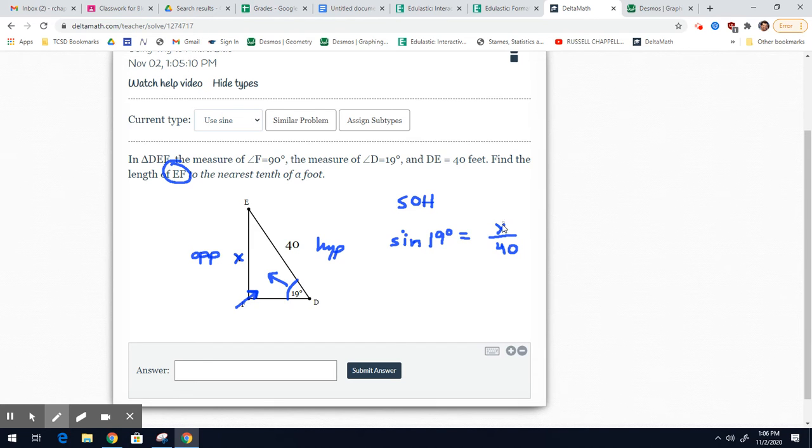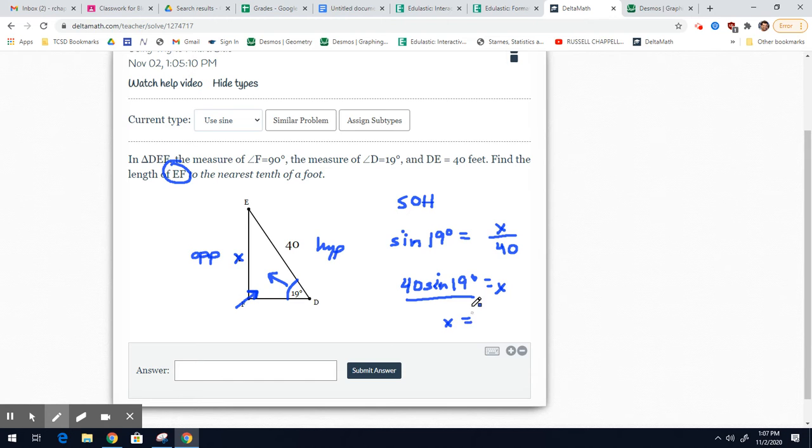So to get x by itself, right now x is being divided by 40, so we're simply going to multiply both sides by 40. And 40 sine, notice where I put the 40 out in front, 40 sine of 19 degrees equals x. And that's what you're going to plug in. You're going to plug in 40 sine of 19 into the calculator and see what x comes out to be.